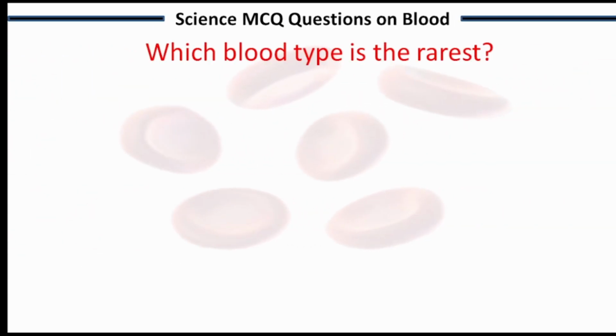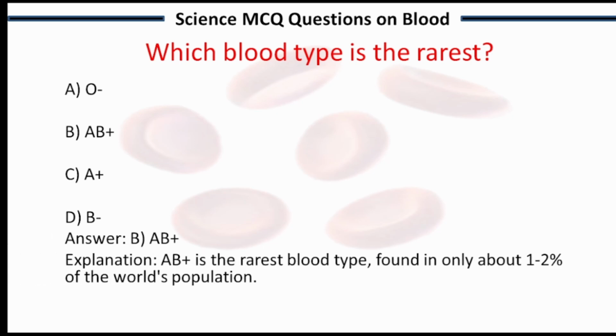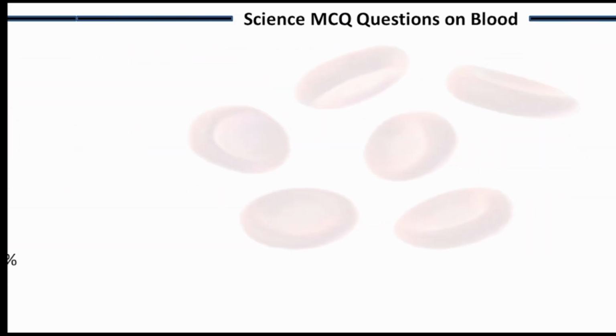What blood type is the rarest? O negative, AB positive, A positive, B negative. The rarest blood type is A positive. A positive is the rarest blood type, found in only about 1 to 2% of the world's population.